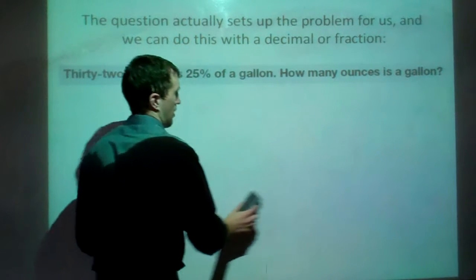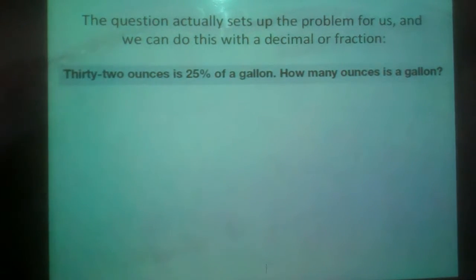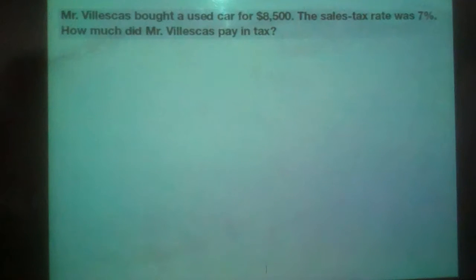Alright. A couple more examples here. Alright, for taxes, I'm not going to go over this one, but this would be one where you could do either a decimal or a fraction. I'll set it up for us, but typically with percents, decimals are the easier way to go. So we're trying to figure out how much he'll pay in tax, and the tax is 7% of 8,500.